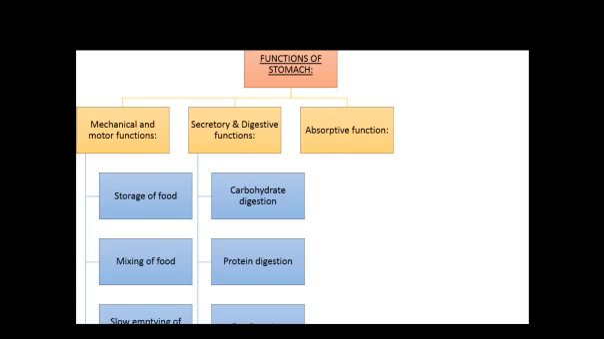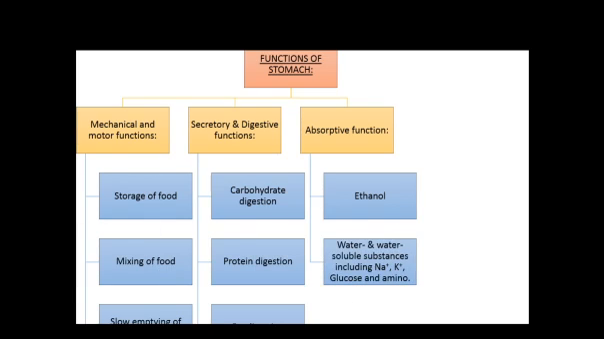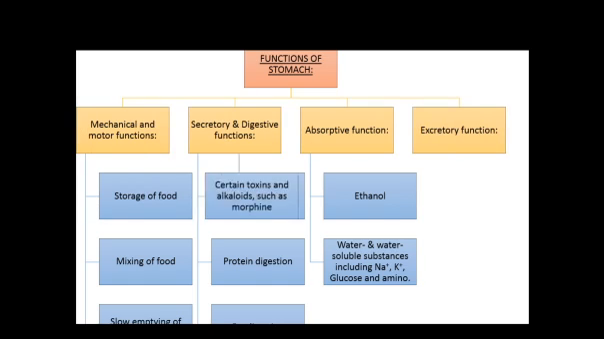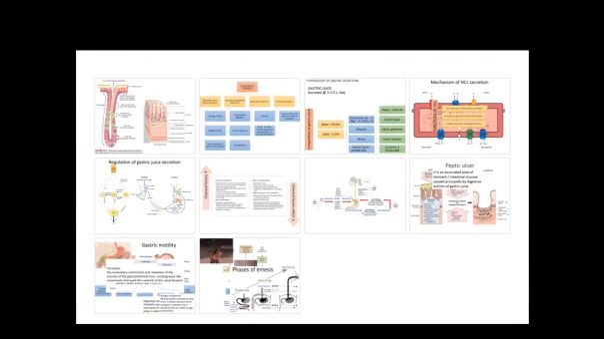Next important function of stomach is absorptive function. It doesn't play much role in absorption, but does play a role in absorption of ethanol and water, and also water soluble substances like sodium, potassium, glucose, and amino acid. It also plays a significant role in excretion of certain toxins, mainly opioids like morphine.